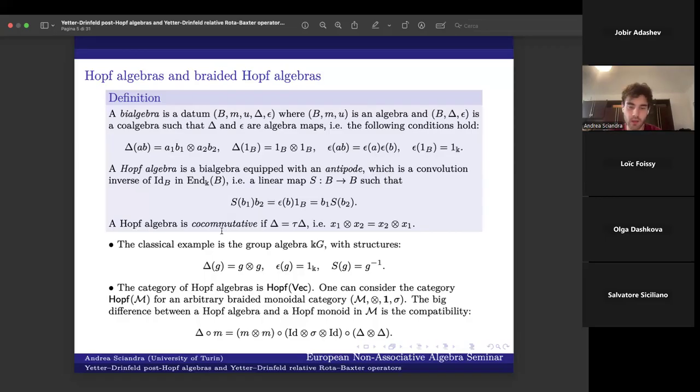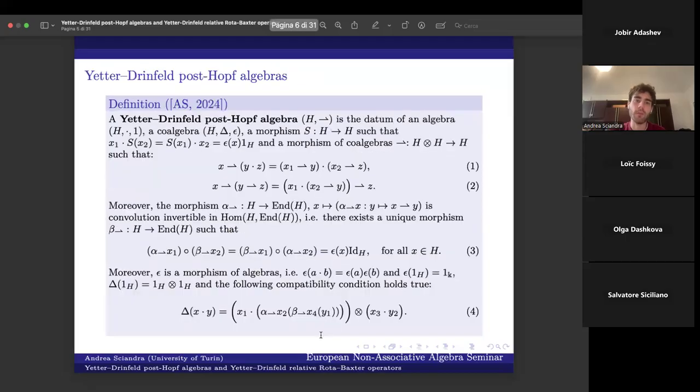In fact, as you can see here, for this condition we apply delta on A and delta on B, then the flip, and then multiplication tensor multiplication. But if we are considering an arbitrary category M, we have to use the braiding of the category M instead of the flip map, which is in fact the braiding of vector spaces.